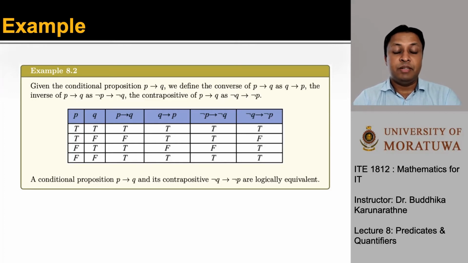So how did we observe that? From the truth table, because all the truth values for those two conditional propositions are the same. That is in column 3 and column 6. You see that all the truth values are the same, and therefore we can conclude that those two conditional propositions are logically equivalent.